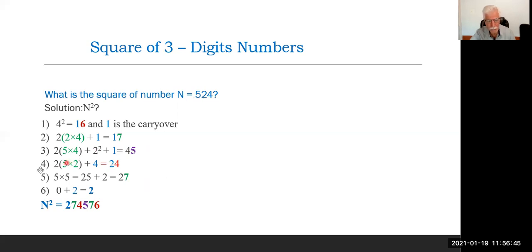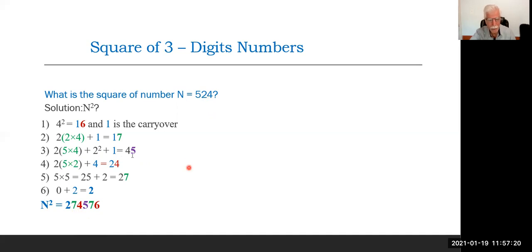Okay, the next step, the fourth step, multiply 5 and 2 and multiply the result by 2. 5 into 2, multiply the result by 2 and add it to the carryover from the previous step. 5 into 2 is 10, by 2 is 20, plus 4 is 24. 4 is going to be the fourth digit of the square of 524 from the right-hand side.